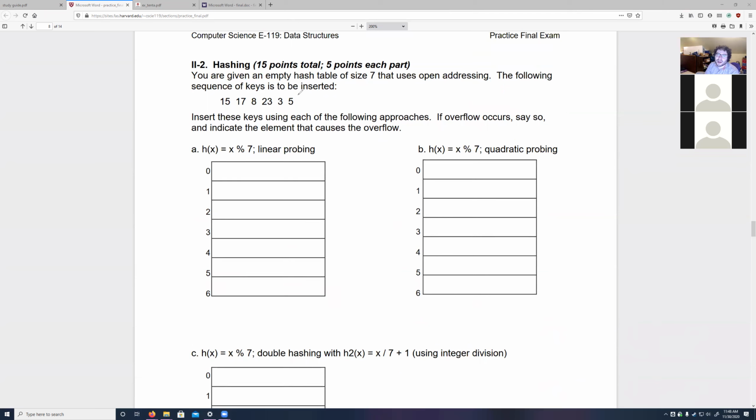We're given an empty hash table of size 7 that uses open addressing. So we're going to insert the following sequence of keys: 15, 17, 8, 23, 3, and 5. Insert these keys using the following approaches. If an overflow occurs, indicate the element that causes the overflow. H of X, our hash function, is X mod 7 using linear probing. This one is X mod 7 using quadratic probing.